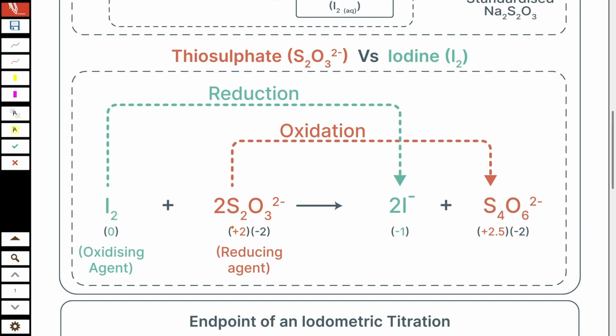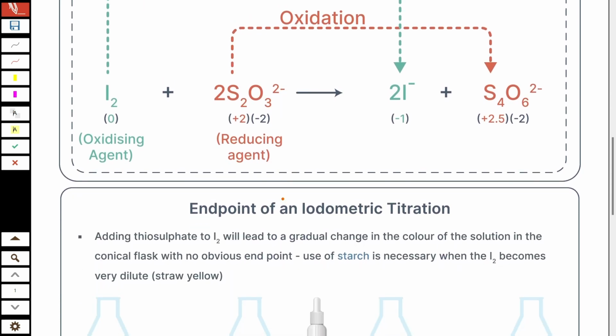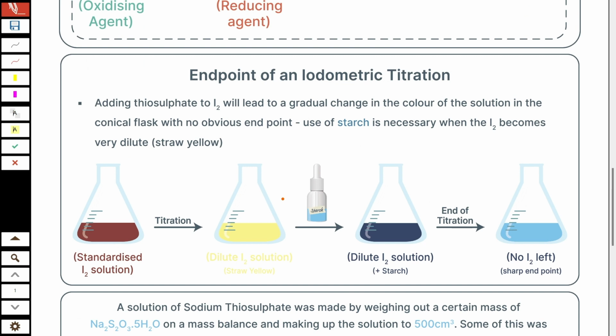The oxidation number of sulfur goes from +2 to +2.5. Something like that could be asked. It generally isn't, and they haven't really ever asked about oxidation numbers before. It usually comes up in question 10 or 11, but it's possible. Now, very important though is the end point of an iodometric titration.